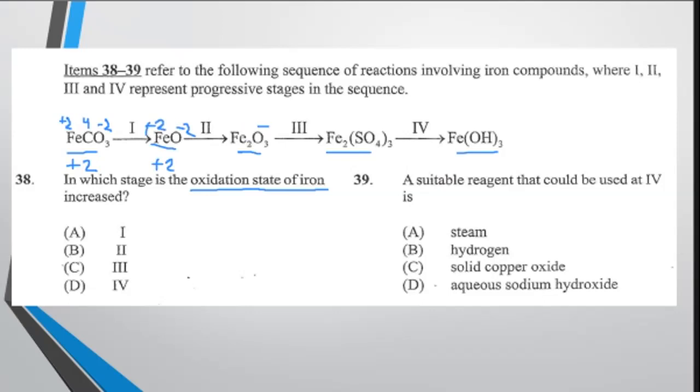Or we could do it the other way. You have minus 2, 3 times minus 2 is minus 6, so we need plus 3 to balance it, since 3 times 2 is positive 6. So iron has moved from being +2 to +3. At this point here is where the change has taken place.